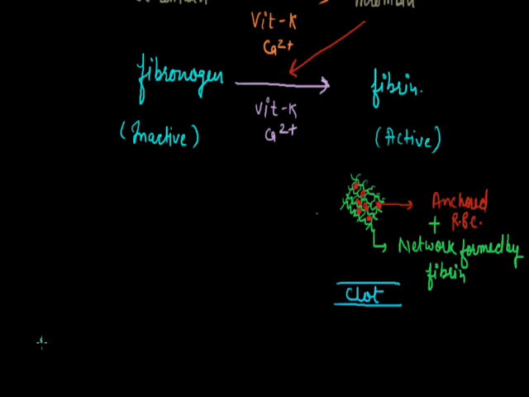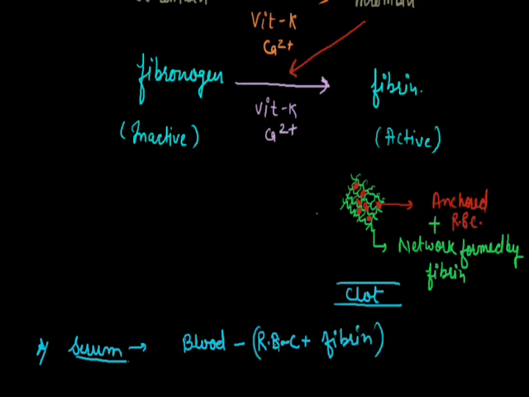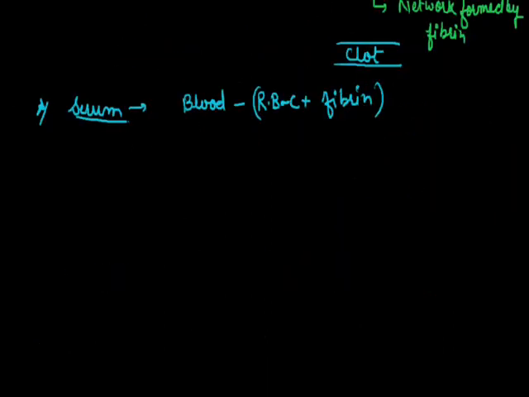One more important point is there: after formation of the clot, a sticky pale substance will ooze out from that. This is called serum. Serum is what? It's blood minus RBC plus some specific proteins like fibrin, or I can write plasma minus fibrin.